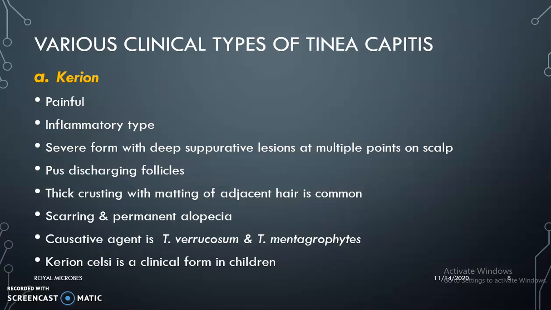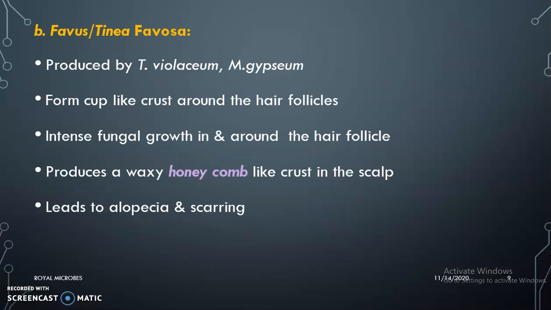The first one is kerion, a painful inflammatory and severe form with deep suppurative lesions at multiple points on the scalp. Pus discharges from the follicles. Thick crusting forms, associated with matting of adjacent hair. Scarring and permanent alopecia, that is permanent hair loss, is the result. Causative agents are Trichophyton verrucosum and Trichophyton mentagrophytes. Kerion celsi is a clinical form seen in children.